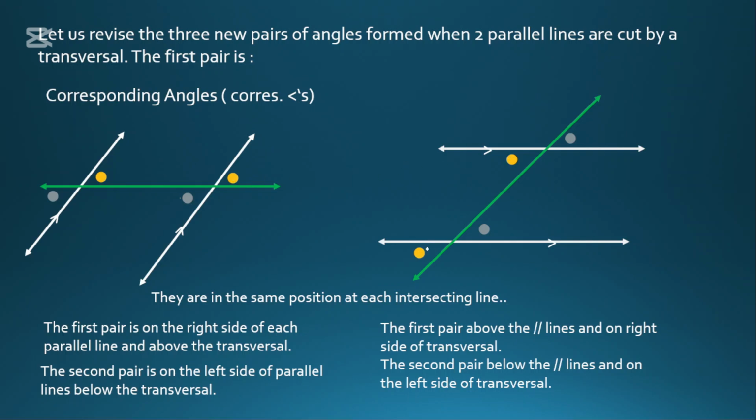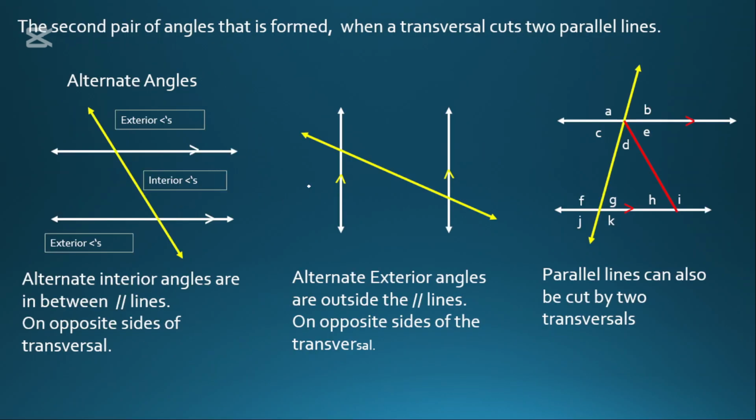Right, below the line, above and above. On the right hand side, on the left hand side of the parallel lines. Now the second pair of angles that is formed when a transversal cuts two parallel lines, they are alternate angles.